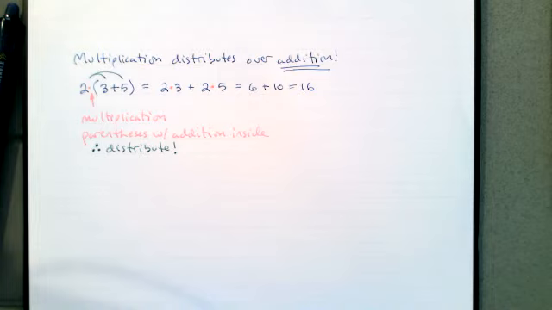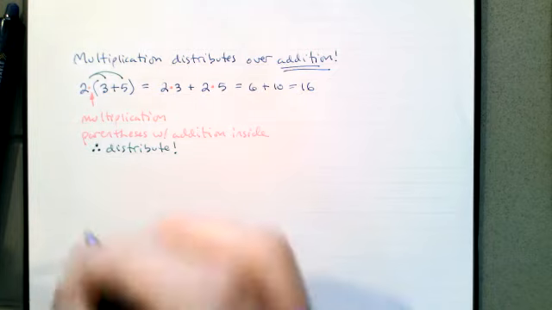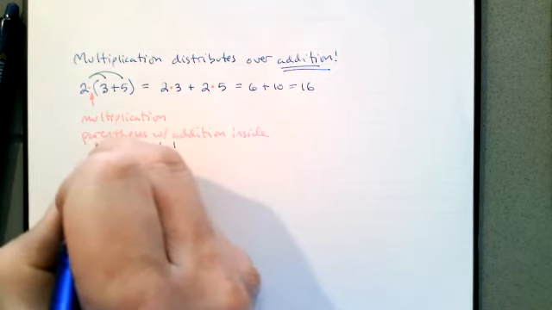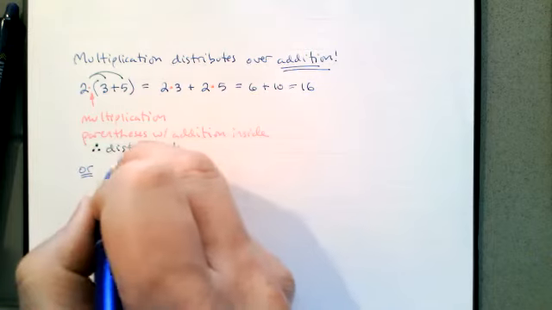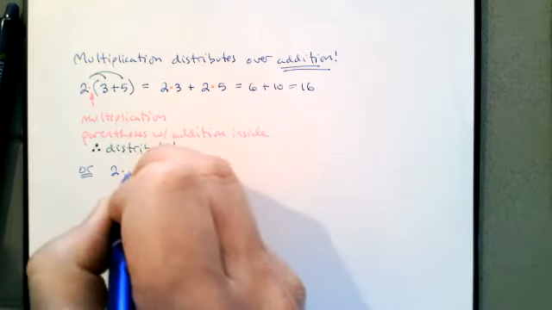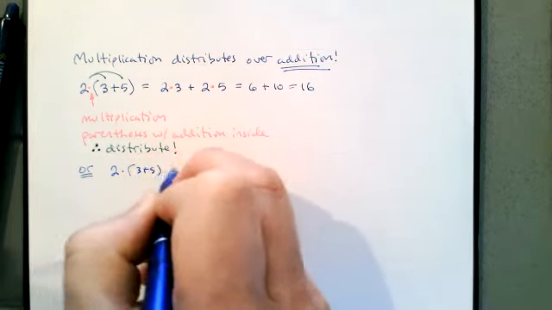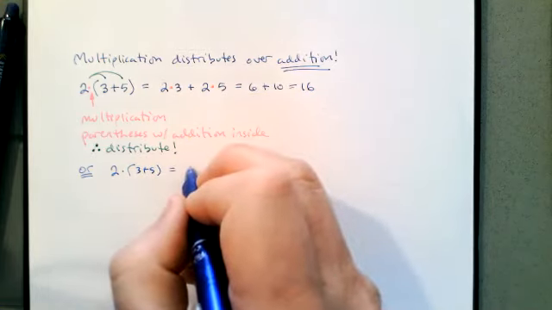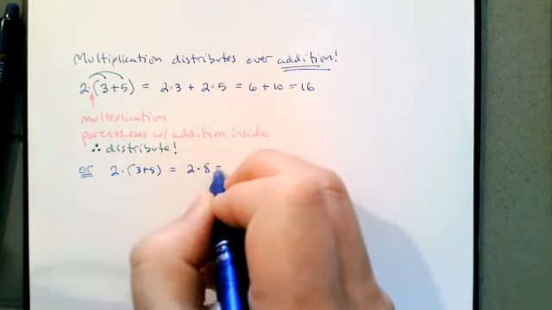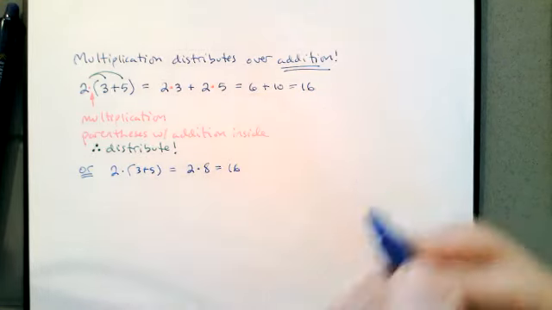Now you could say, couldn't we add the 3 and 5 first? Absolutely. There are parentheses, and parentheses say to do the addition before you do the multiplication. So you could totally interpret this problem as 2 times (3 plus 5). You can totally do the 3 plus 5 first and come up with 16.